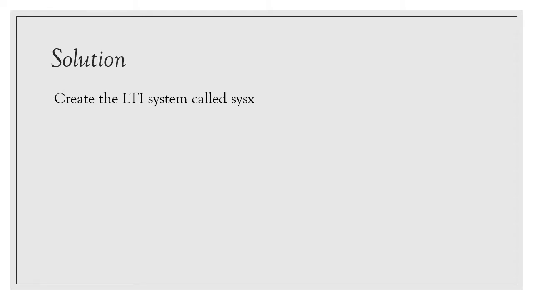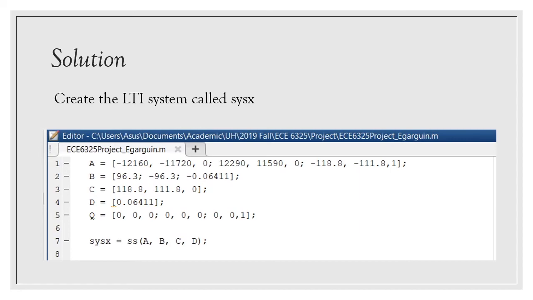Now we're ready to use MATLAB to solve this LTI optimization problem. The first step is to create the LTI system called sysx using this MATLAB script. First, we define the matrices A, B, C, and D from our LTI system, and the matrix Q for our cost functional. And we will call the MATLAB function ss to create the LTI system for us.